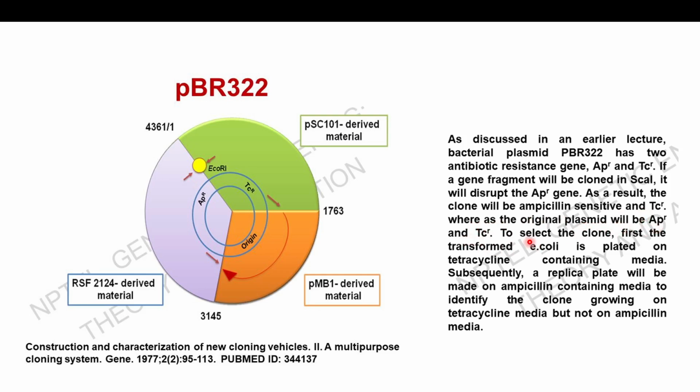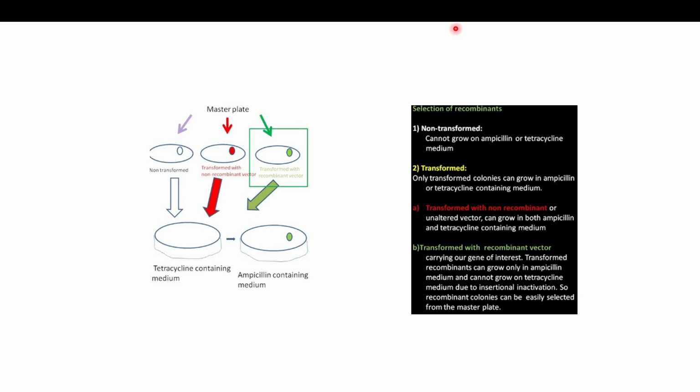In order to select the clone, first the transformed E. coli is plated on the tetracycline-containing medium, and then a replica plate is made on ampicillin-containing medium to identify the clone growing on tetracycline medium but not on ampicillin medium. This is also from the previous class. This is what was being talked about.